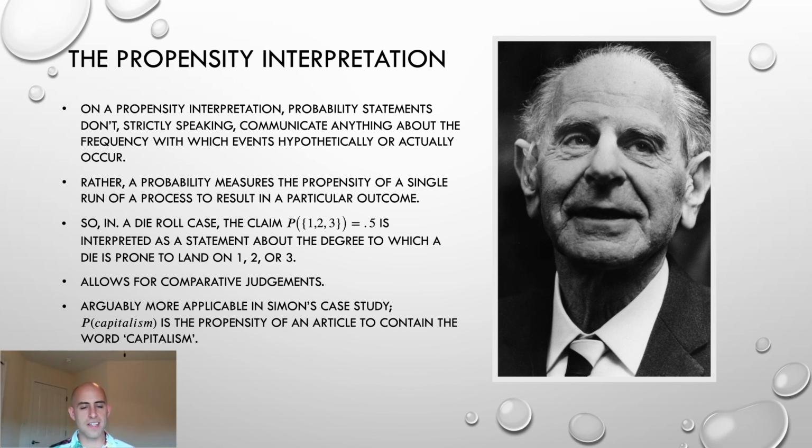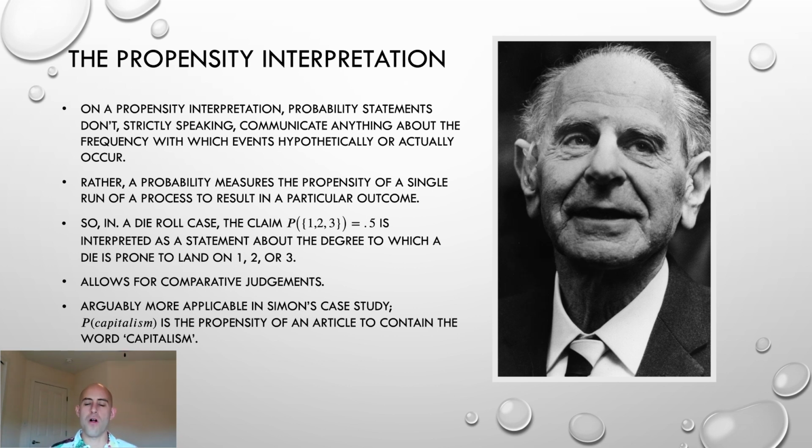So in a die roll case, if we claim that the probability of 1, 2, 3 is 0.5 or 50% or 1/2, we interpret that as saying that the degree to which a die is prone to land on 1, 2, or 3 is 0.5, right? And this allows for comparative judgments, right? Because we look at 2 sets of possible outcomes, and we can say that the process is more prone to result in one than another. So we facilitate that kind of comparison of likelihood that's so central to probability theory.